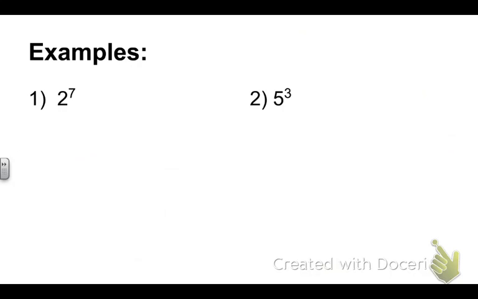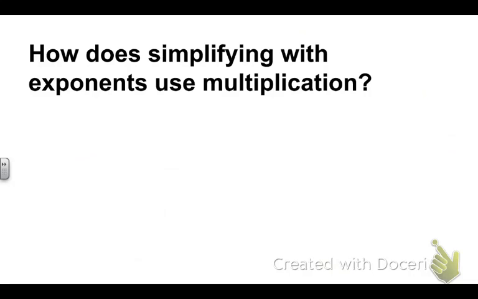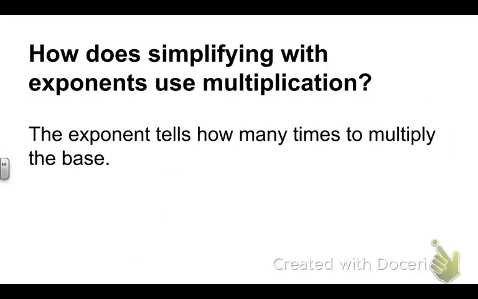All right, and then finally, the question of how does simplifying with exponents use multiplication? If exponents aren't being multiplied by that main number, then why does it use multiplication? Well, it simply tells you how many times to multiply that base. If the exponent is 5, then you're writing that number out 5 times. If the exponent is 23, then you're multiplying that out 23 times.